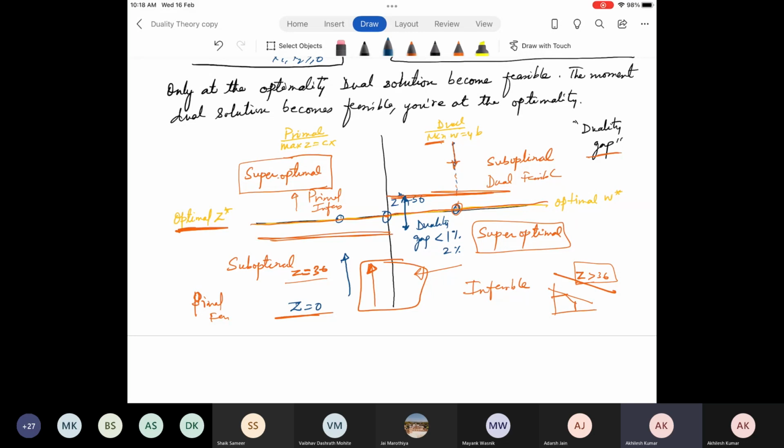Sometimes, as I told you, I was working as a consultant with JDA on a problem for Amtrak, the American railway system. It was taking 5 days to solve a network optimization problem, so we cannot really work with the optimal. So what we used to do is take a feasible solution which is close to the optimal.